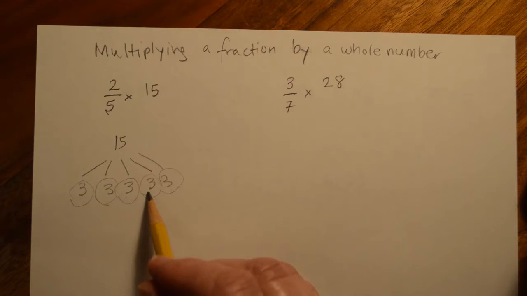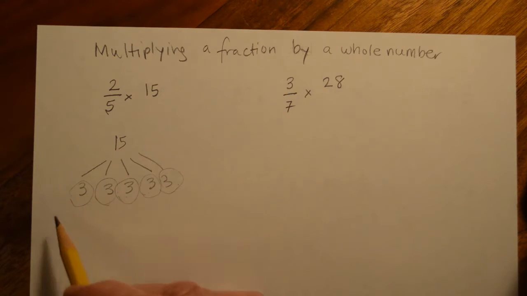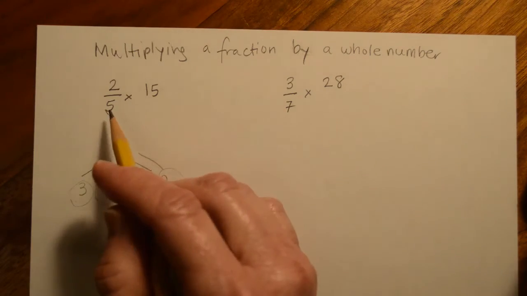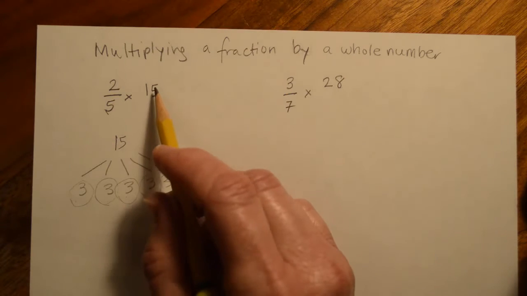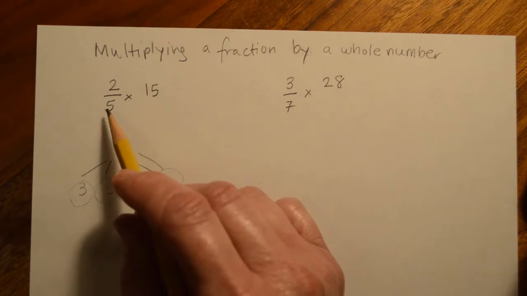So there's 1, 2, 3, 4, 5 fifths that would make up all of our 15, but each of those fifths is 3. So the first thing it's asking us to do is find out what the fifths of 15 are. And if you remember, we did that just by dividing 15 by 5.